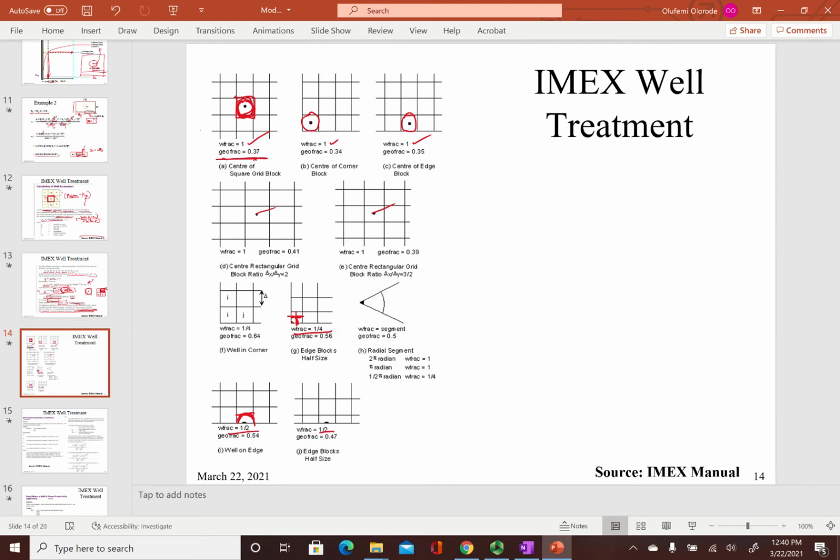It's related to the geometry of the grid, and it's 0.37 here, 0.34 here, 0.35 here. They all look, delta x is very close to delta y. But when it's significantly different, then the geometric factor goes up, which is what you see here. So this is why we say the well model is able to account for both the geometry of the grid block, which is what the geofrac is doing, and geometry of the fracture.